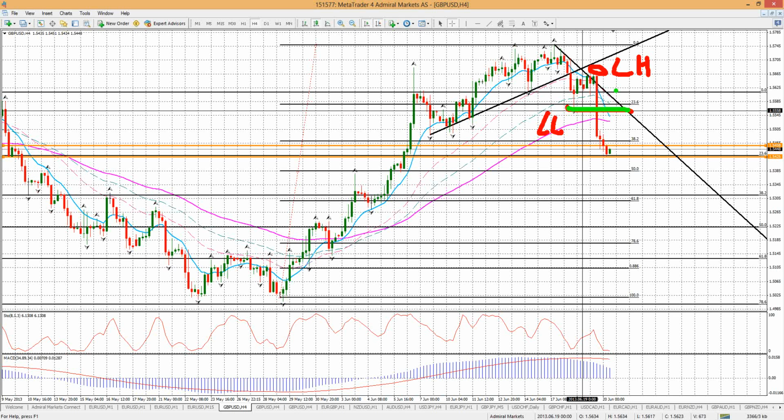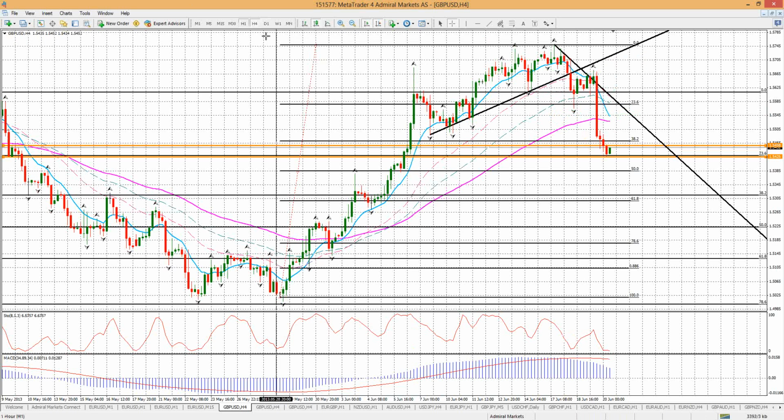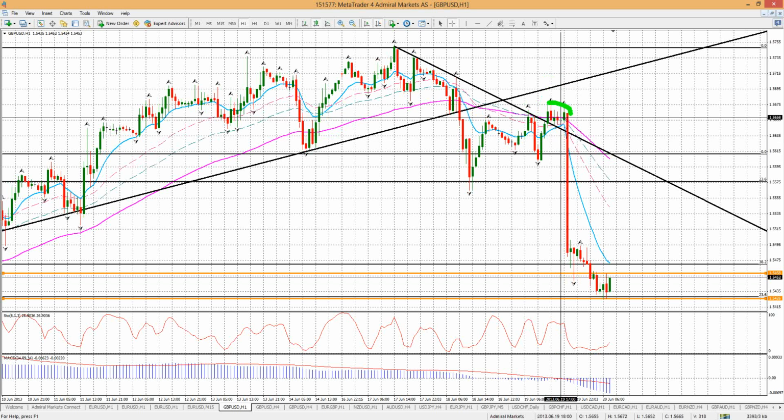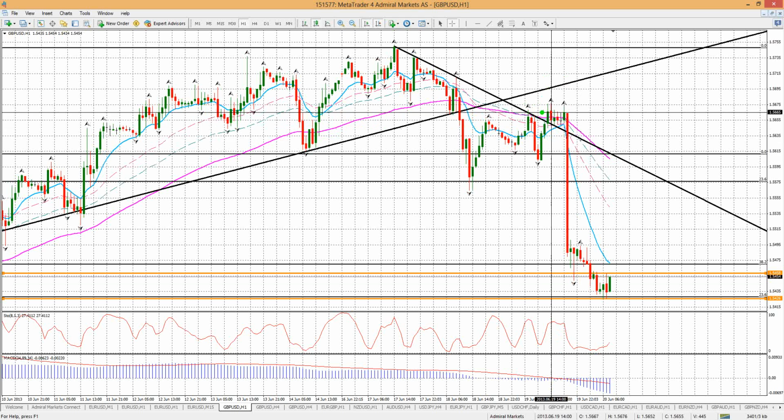So I'm interested in shorts now, contrary to yesterday, where I was still looking for longs because price was still above, and a break above this high would have been interesting for me. I wasn't interested in this break because I needed a bit more candles to the upside here.